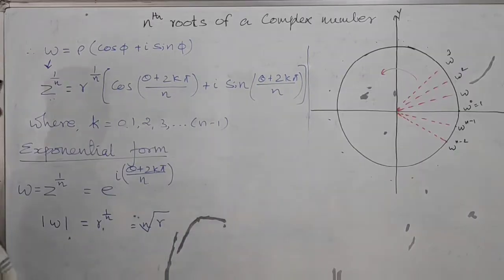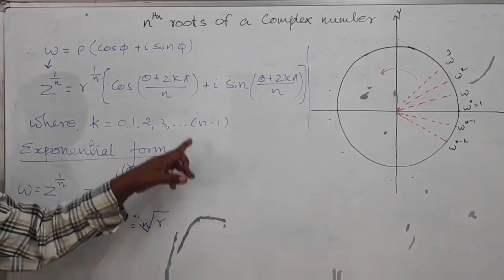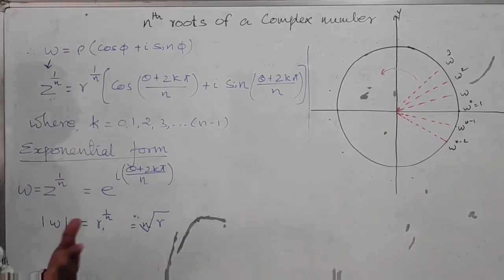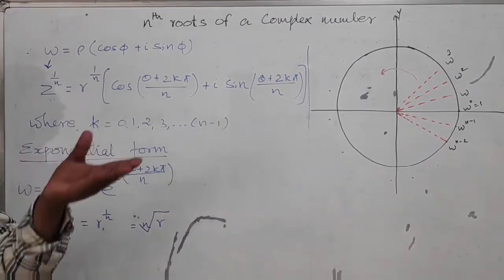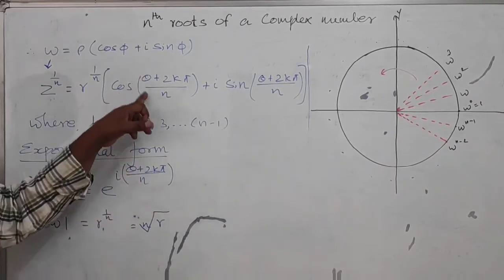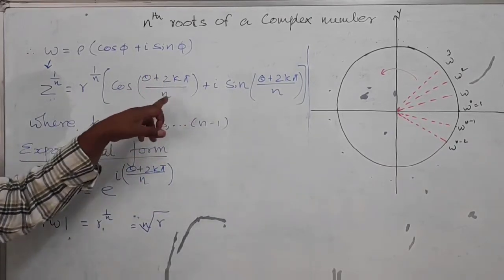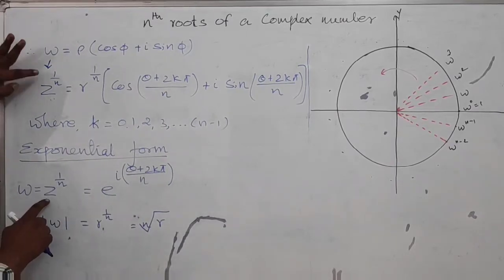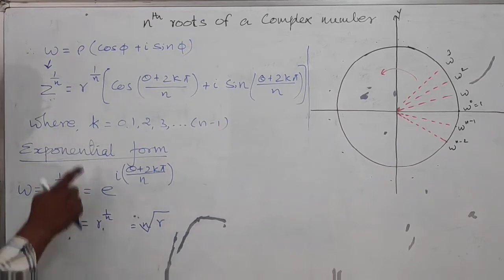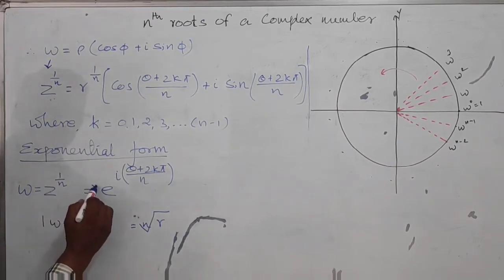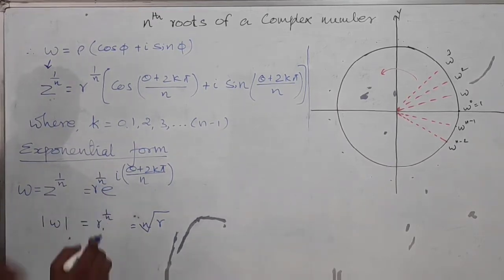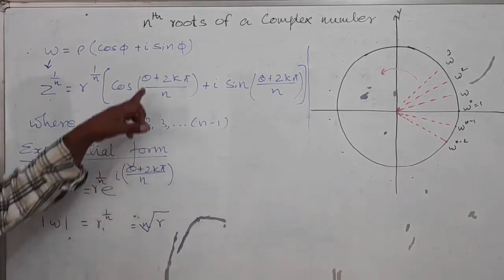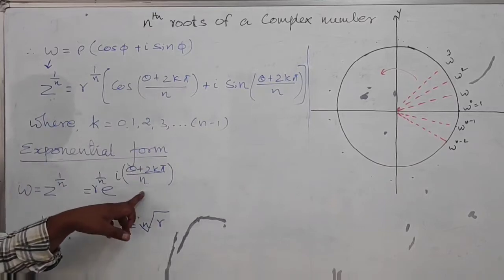Whatever the value is. Now let us see the exponential form of these n roots of unity. We know cos theta plus i sin theta equals e power i theta, i into the argument. Here the argument is theta plus 2k pi by n. Therefore, here this omega is equal to z power 1 by n, which can be written as r power 1 by n into e power i into this theta, where theta is theta plus 2k pi by n.